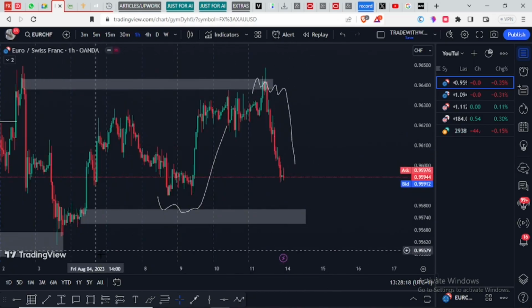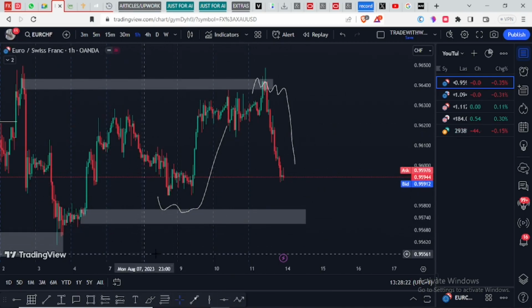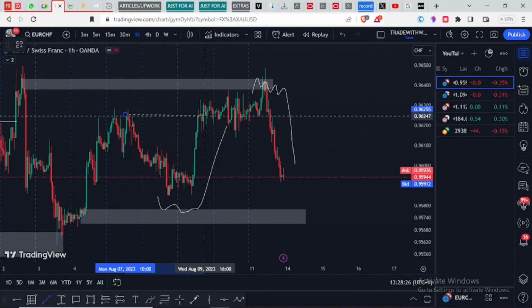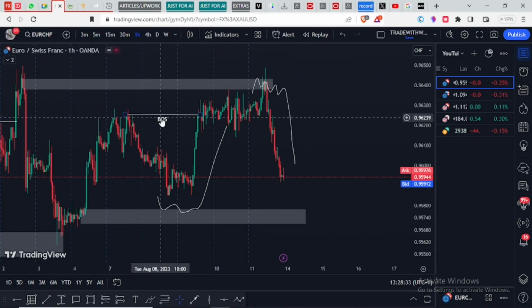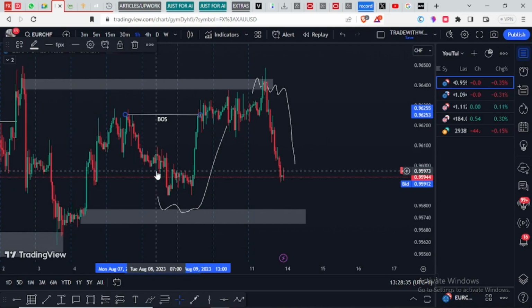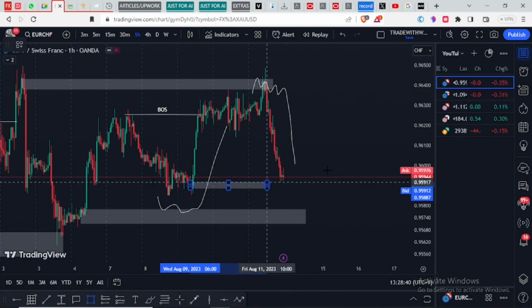Now let's see what's going on here, because inside the same 1 hour structure, we've gotten another beautiful break of structure at this point. Break of structure over there, and you can see what is going on. Now this is a demand zone that has been created.